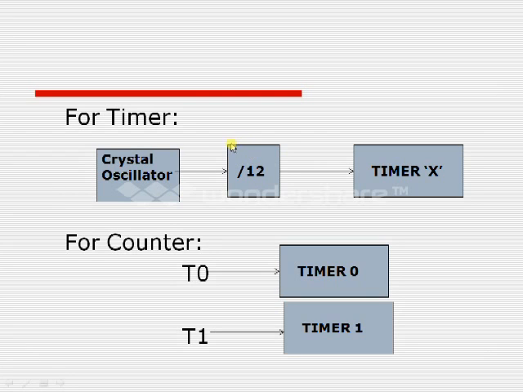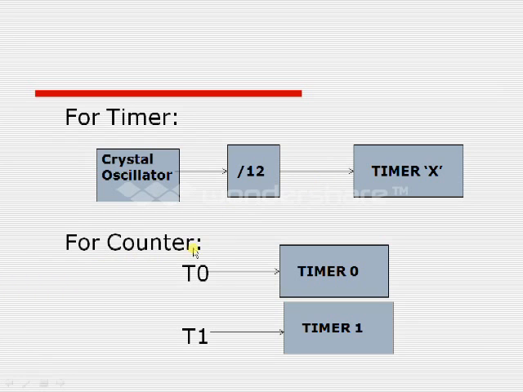Therefore this circuit is called the divide-by-12 circuitry, to which we give 11.0592 MHz as input, and the output of this circuit is given as the clock input to these timers. This frequency is 921.6 kilohertz. Therefore these timers receive a clock frequency of 921.6 kilohertz. If I'm using it as a timer, it counts the internal clock pulses.